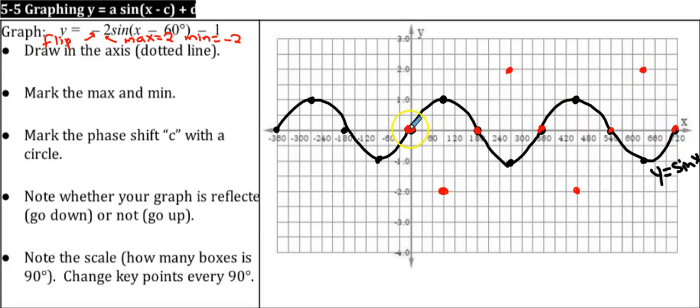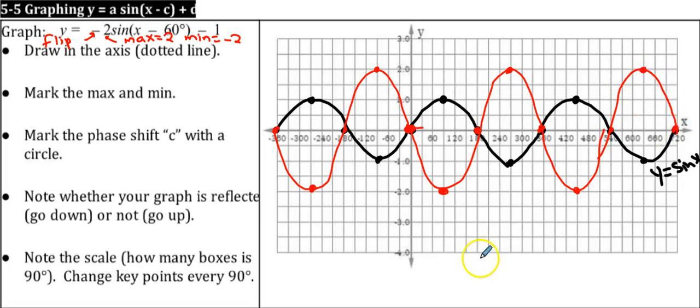So if there was no flip, you would continue with center, max, center, min. But since there is a flip, you have to go to a min first after the starting point. And then join these points as best as you can with a smooth curve. So that first step is to change the max and the min and possibly flip it if the a value is negative. So this graph is y equals -2 sine x.